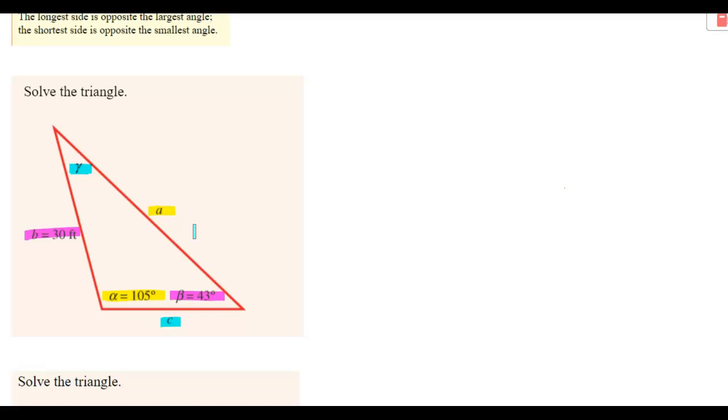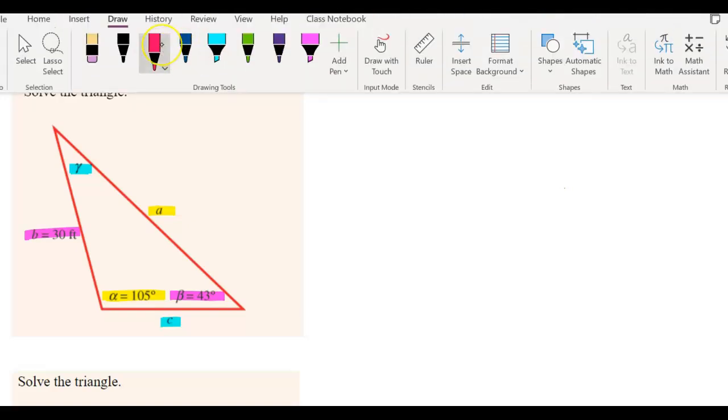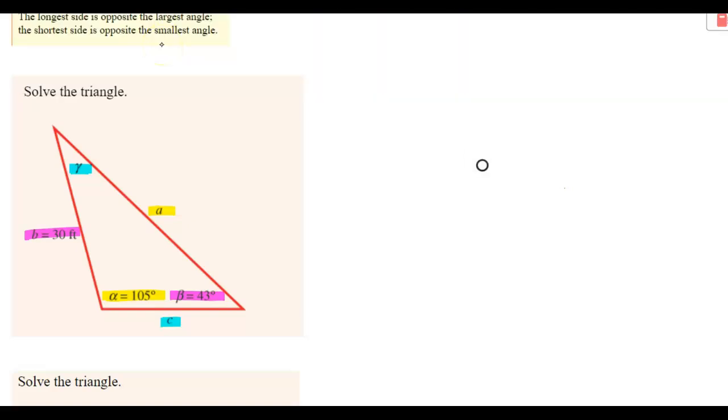Okay, so in order to use the law of sines, we need to have a pair. That's where it's super convenient to do this color coding, because then you can figure out, do we have both blue pairs? Or do we have the yellow pair? Or do we have the pink pair? The pair that we definitely have is the pink pair. So that's the one we definitely want to use to find something else. If we're going to use the pink pair, we need the sine of beta, which is 43, over the opposite side, little b, which is 30.